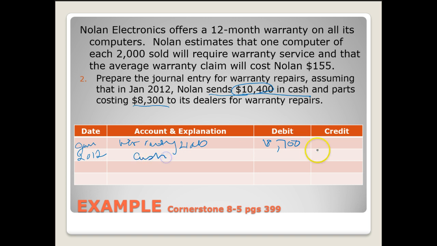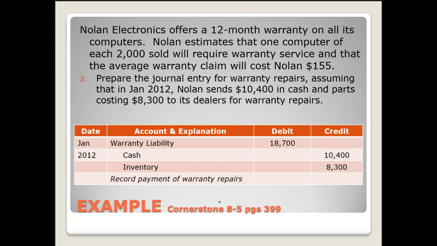Now cash is going to be credited for the $10,400 in cash, and the inventory, which is Nolan's parts inventory, is going to have to also be reduced. That's an asset account. So that's going to have to be reduced with a credit entry of $8,300. And that's how Nolan would account for actually doing some of the repairs. It would be reducing its liability and then crediting cash and its parts inventory.